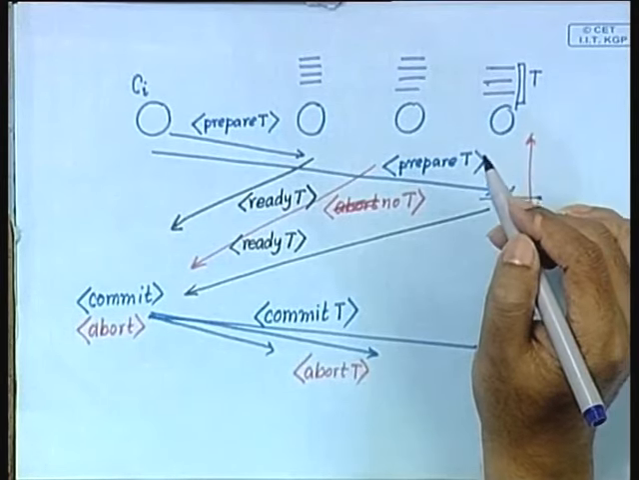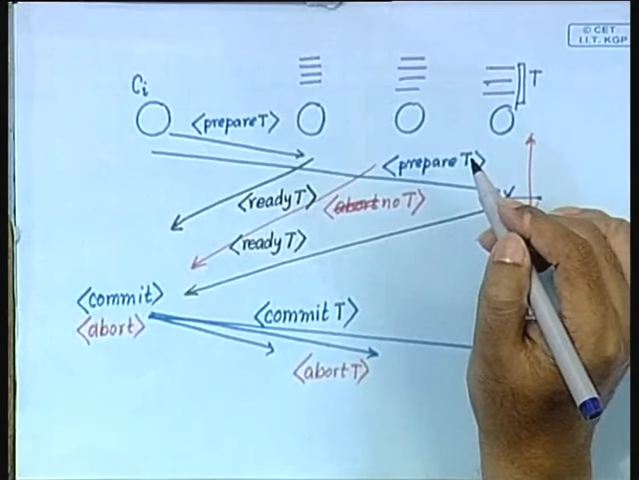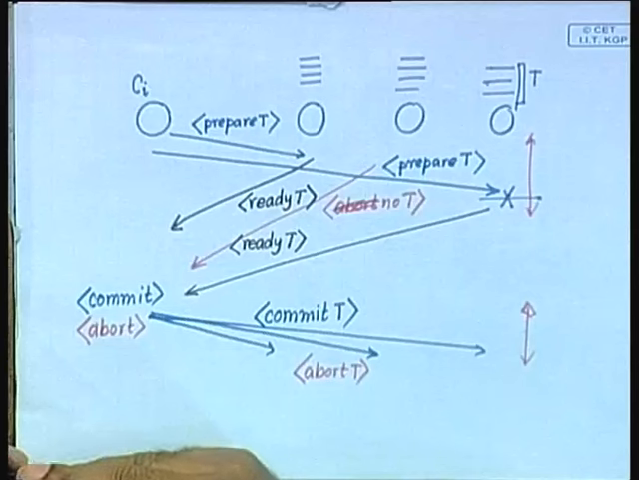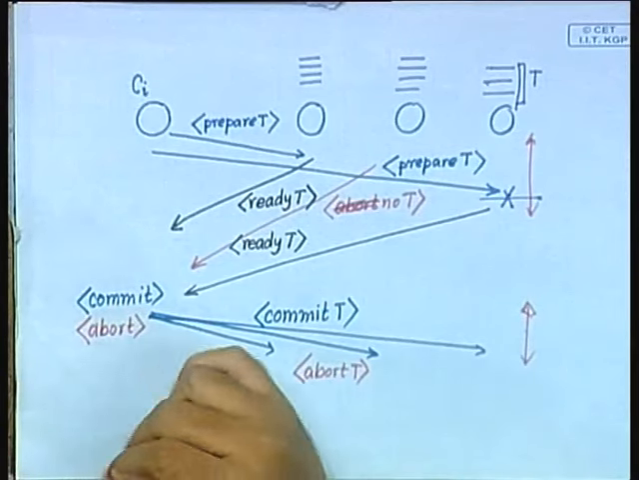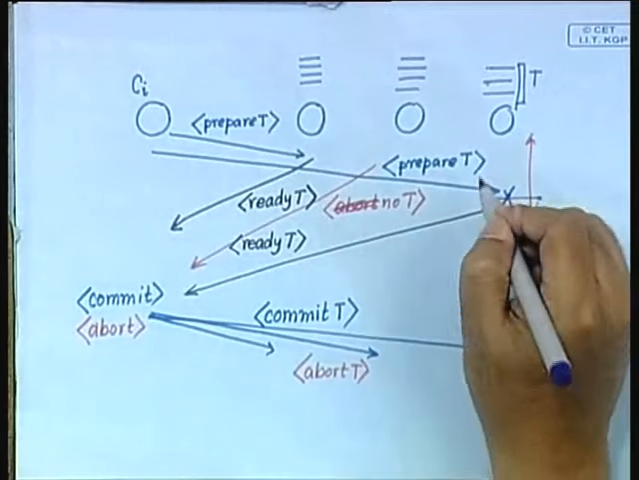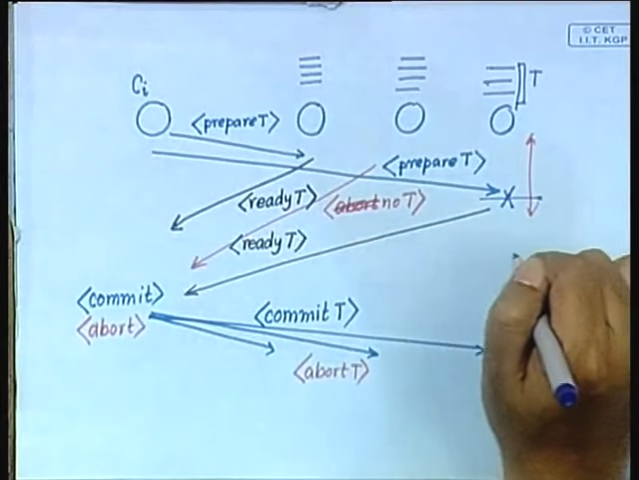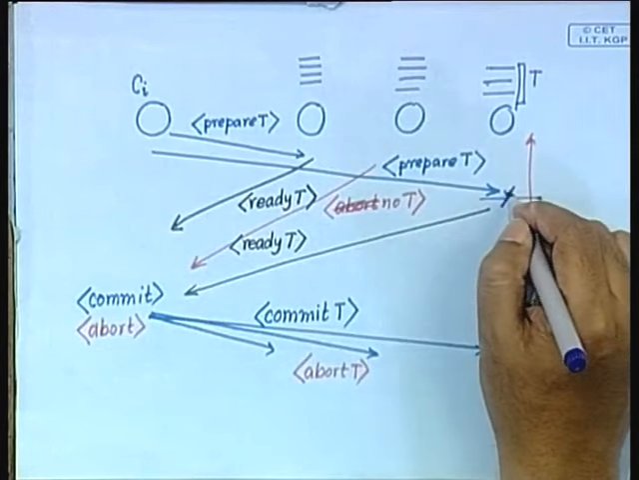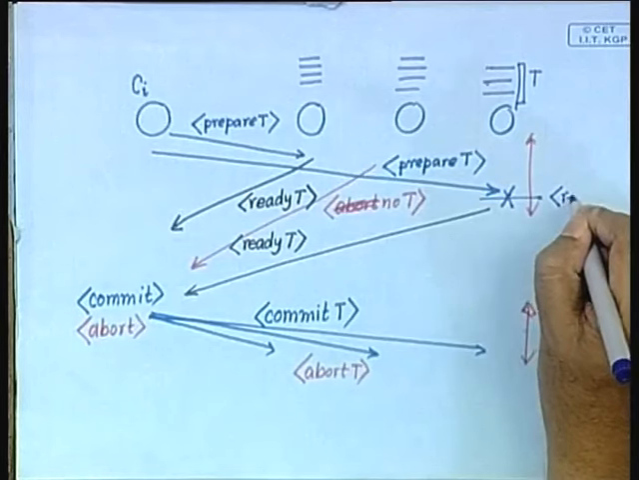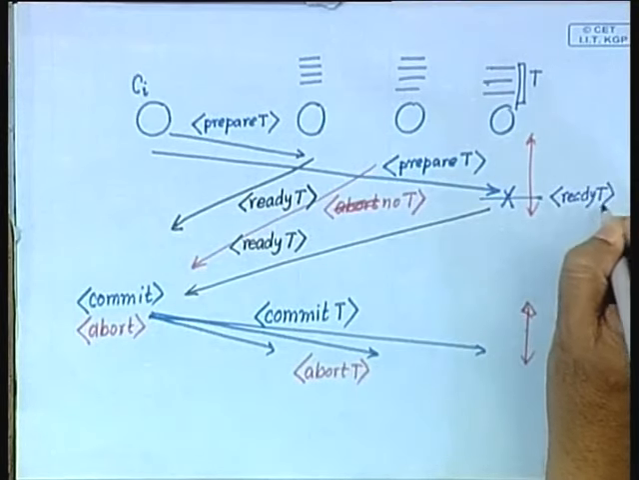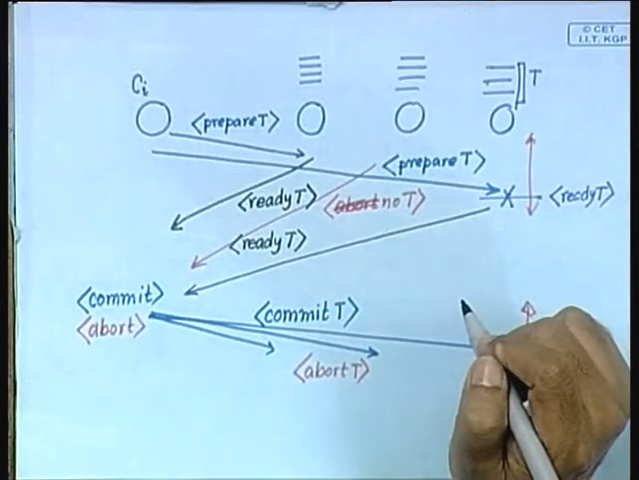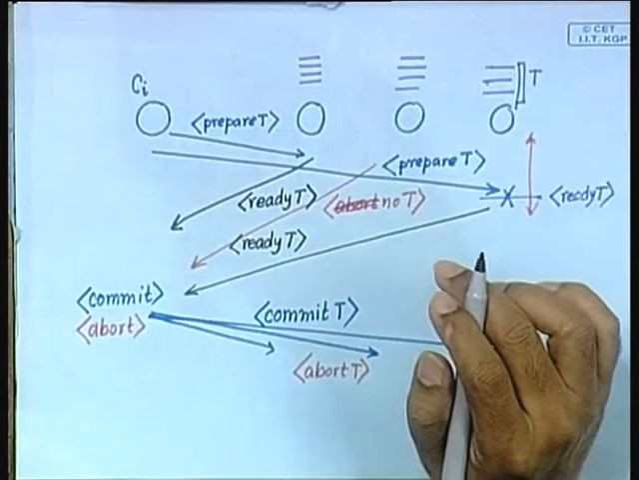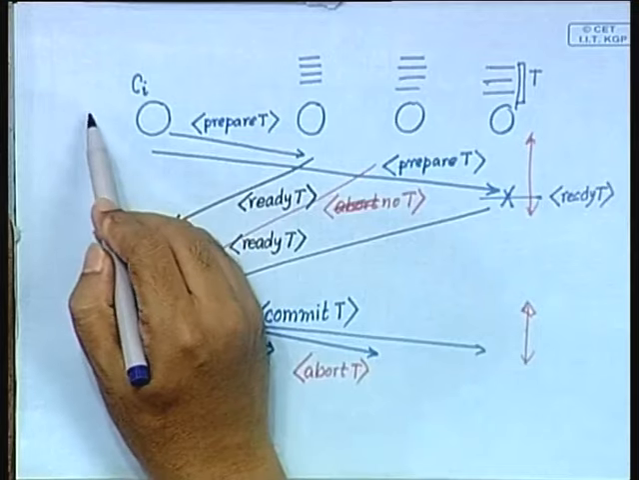Is putting this into the stable storage done explicitly in this protocol? What you are doing is these records, no T and ready T, are being forced into the log before you send out the messages. So when the site does not crash, it first writes ready T on its log and then sends out the ready T message. The rest of the transaction is already forced, not on the database, but on the stable log. Prepare T is in the stable storage of CI.